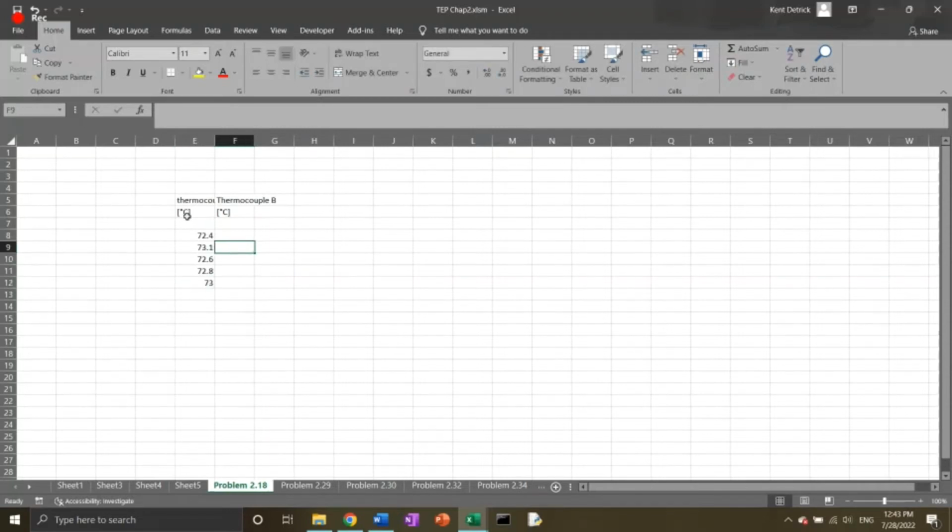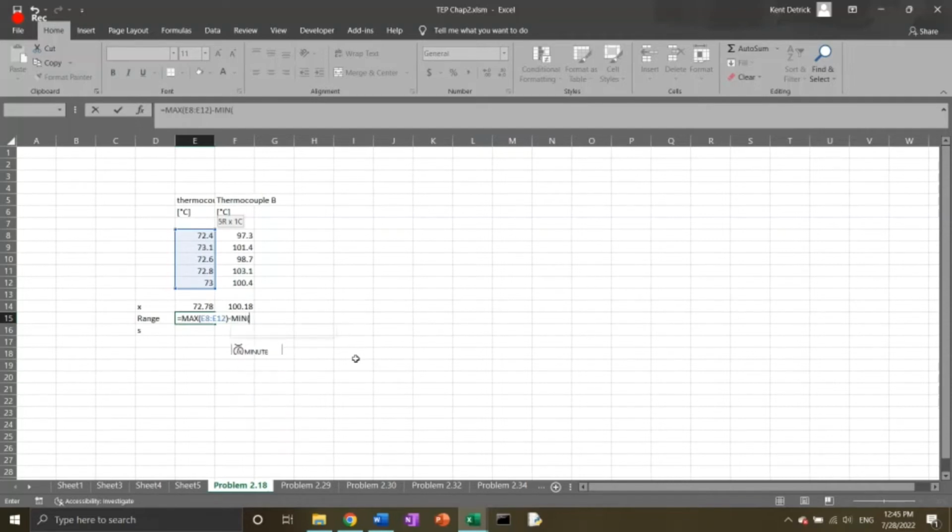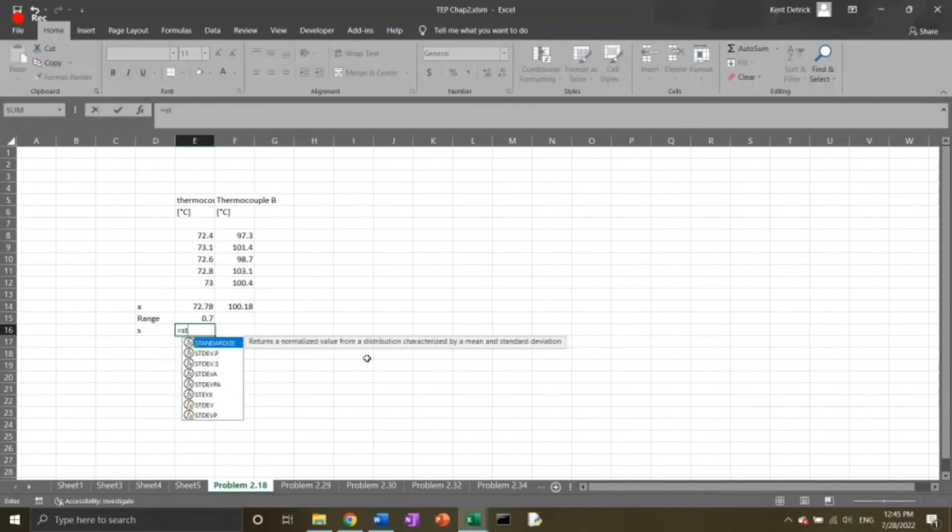Now we need to start calculating the statistics. For each set of temperature readings, calculate sample mean, range, and sample standard deviation. Okay, so sample mean, range, and standard deviation. The mean is the average. Excel has a built-in function for that. Then we have the range, which equals the difference between the maximum value and the minimum value. And then the standard deviation, and Excel has a function for that as well.